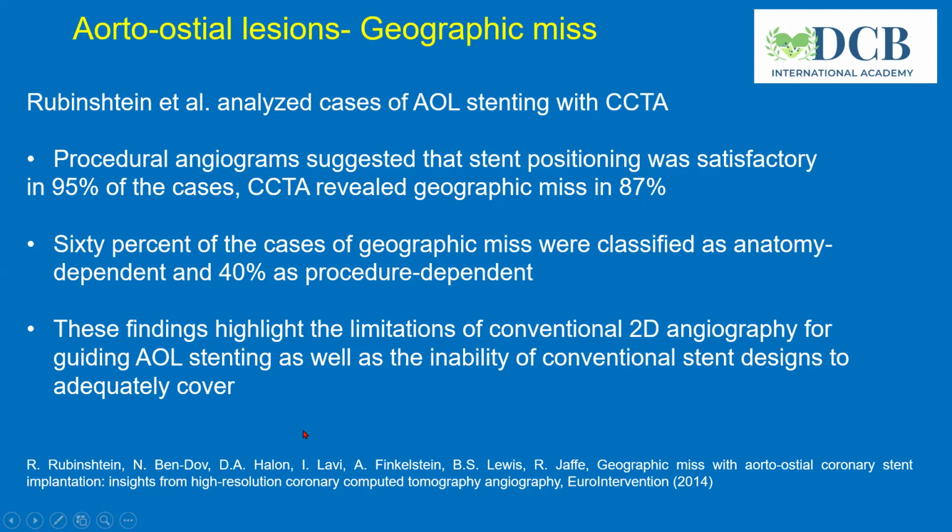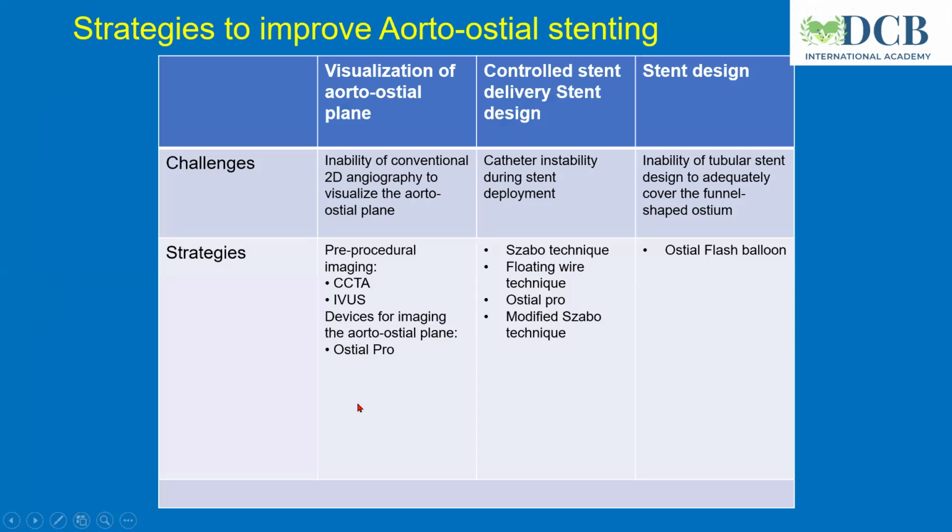These findings highlight the limitations of conventional 2D angiogram, because the ostium is really a three-dimensional structure, and its final shape is not in one plane. So even though it feels like we have caught the ostium, many times we actually miss it. This table summarizes the challenges and the strategies which we can use.